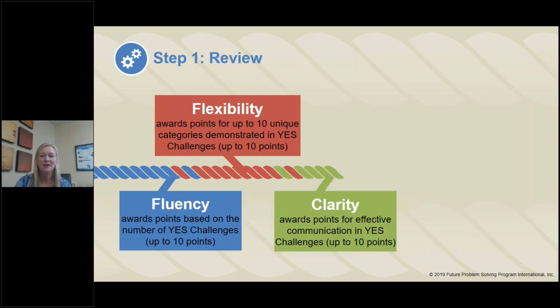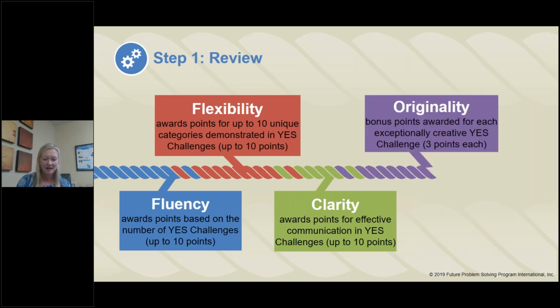Clarity. These are the points that are awarded for effective communication. So these are the challenges that are clearly stated. They have that logical connection, and these are up to 10 points. And as Kyla had mentioned and expanded on, clarity varies within the booklet because within a team of 4, either each person writes a few challenges or pairs of 2 write challenges. It's not that the whole team is writing a challenge, so you will likely see diversity in the clarity within the booklet itself.